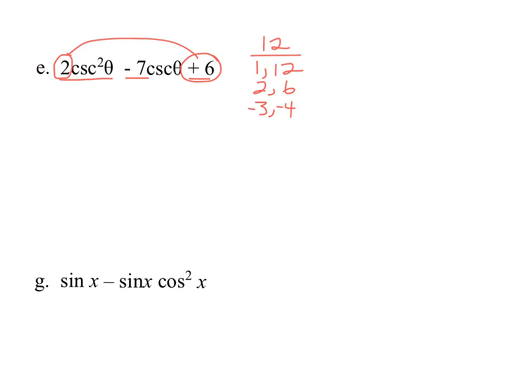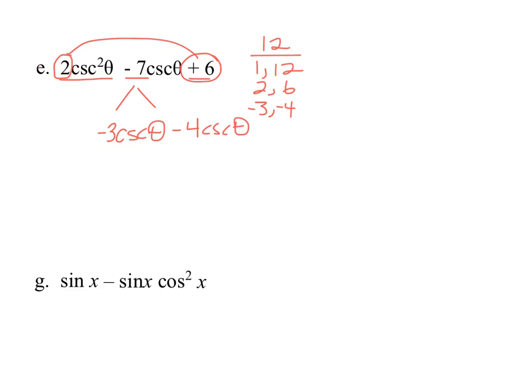But this is that process, everybody, where we have to actually split the bx term. So we have to try to fit this all in. I'm going to do negative 3 cosecant theta minus 4 cosecant theta.